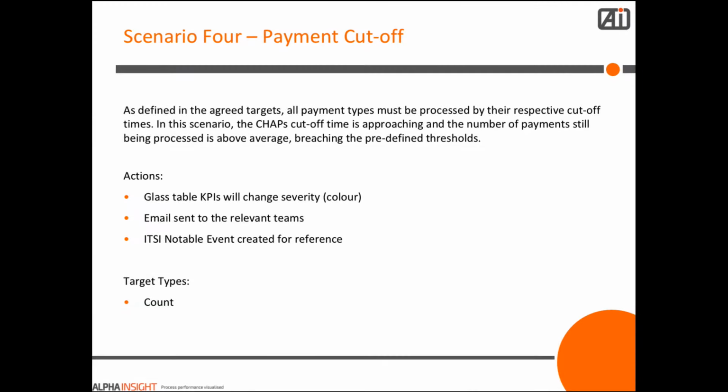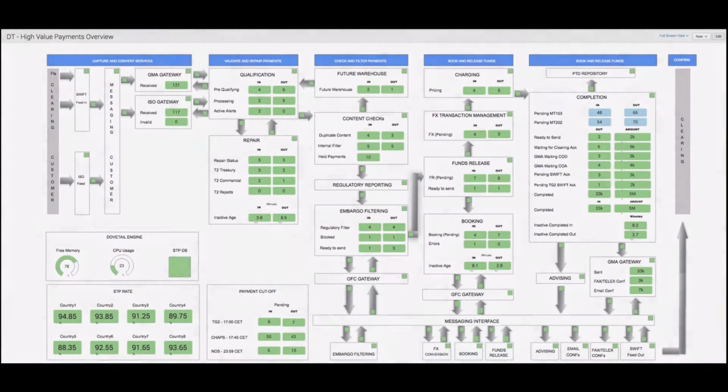Scenario 4. Payment cutoff. As defined in the agreed target, all payment types must be processed by their respective cutoff times. In this scenario, the CHAPS cutoff time is approaching and the number of payments still being processed is above average, breaching the predefined threshold. The time is now 15:30 CET and we're only 15 minutes away from the CHAPS cutoff time.